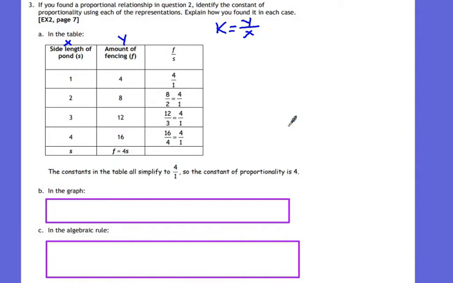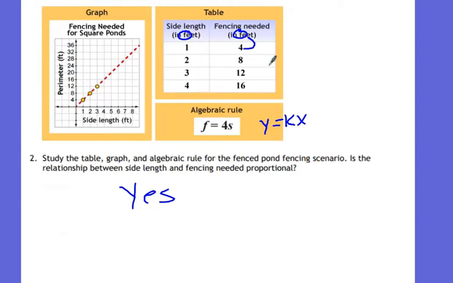B is asking in the graph to identify the constant of proportionality and how we knew it was proportional. Well, we always know how something is proportional from a graph. It has to answer 2 questions. So I'm going to flip back over here, whoops, and take a look at my graph. Looking at the graph, it's straight and goes through the origin, so I know it's proportional.